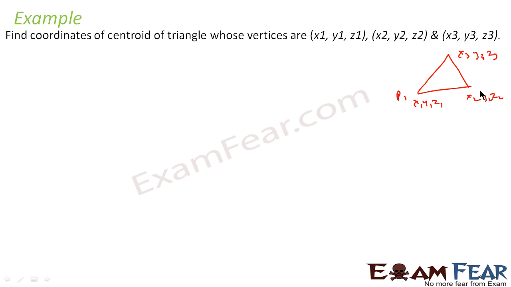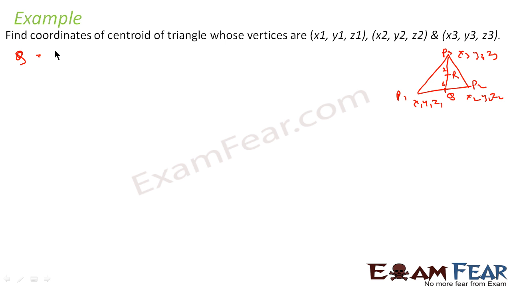Let's suppose this point is P1, this is P2 and this is P3. We have to find the centroid. To find the centroid, first you have to find the midpoint of this side and then we have to divide that point in a 2:1 ratio, correct? So let's suppose this point is Q and this point is R. R is the centroid. So first let's find the value of point Q.